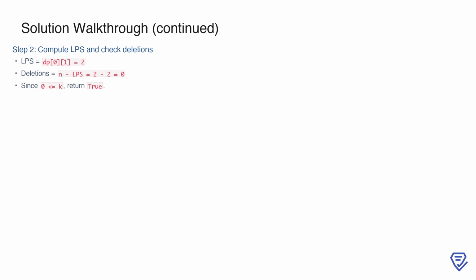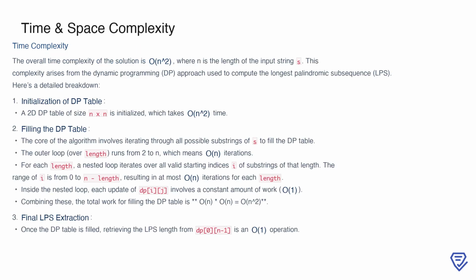To analyze the time complexity of the solution, we start by considering the dynamic programming approach used to compute the longest palindromic subsequence, or LPS. The overall complexity is O(n squared), where n represents the length of the input string. This quadratic time complexity primarily comes from the need to fill out a 2D DP table. First, initializing the DP table of size n×n takes O(n squared) time.